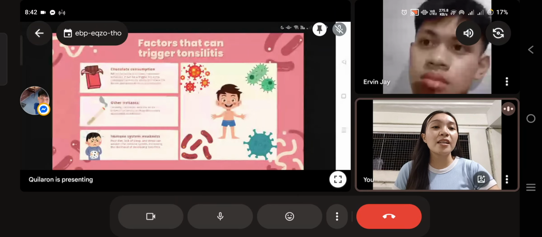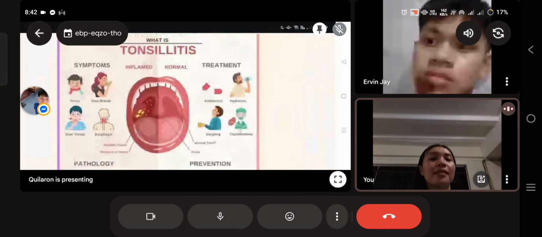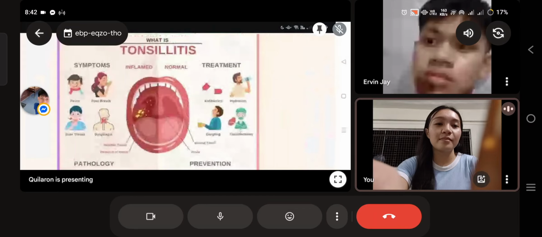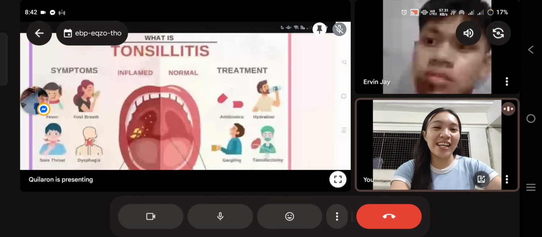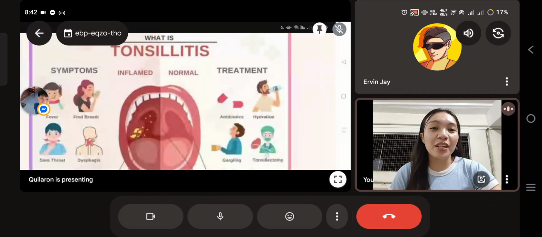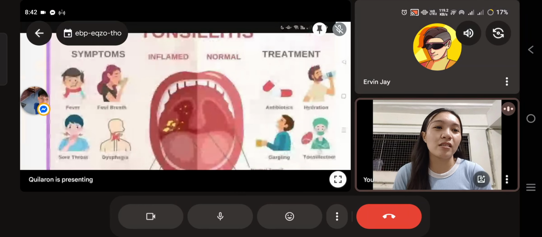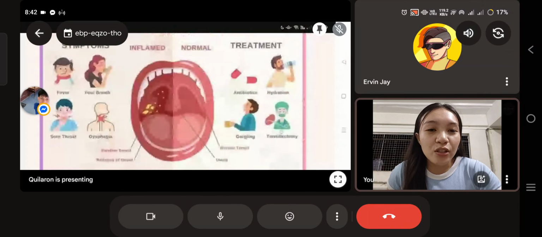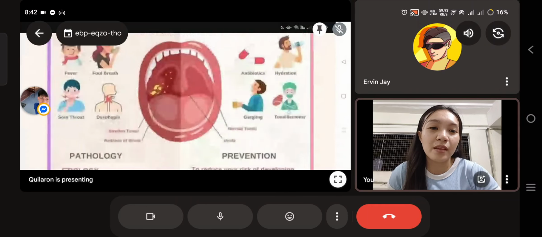Now, let's proceed to this infographic we have here. Joke. No judging. Anyways, we have here the symptoms of inflamed versus not inflamed tonsils. As you can see here, the symptoms are fever, foul breath, sore throat, and dysphagia.